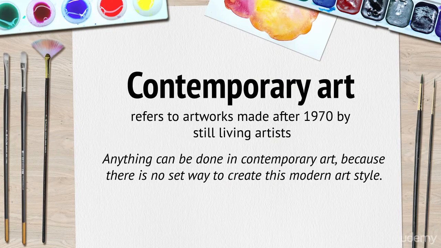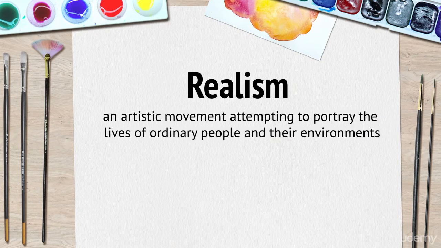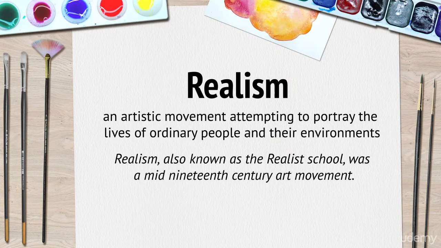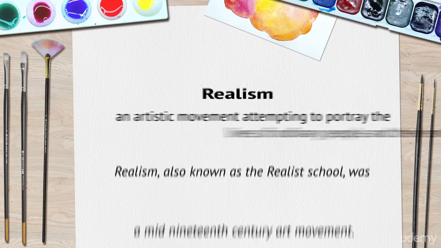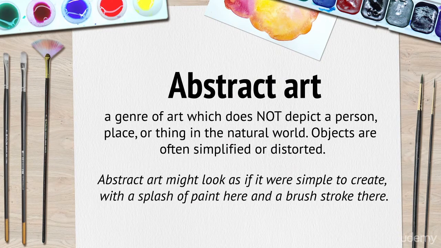Now, let's talk about which art styles exist. Realism, an artistic movement attempting to portray the lives of ordinary people and their environments. Example: realism, also known as the realist school, was a mid-19th century art movement. Abstract art is a genre of art which does not depict a person, place, or thing in the natural world. Objects are often simplified or distorted. Example: abstract art might look as if it were simple to create, with a splash of paint here and a brush stroke there.